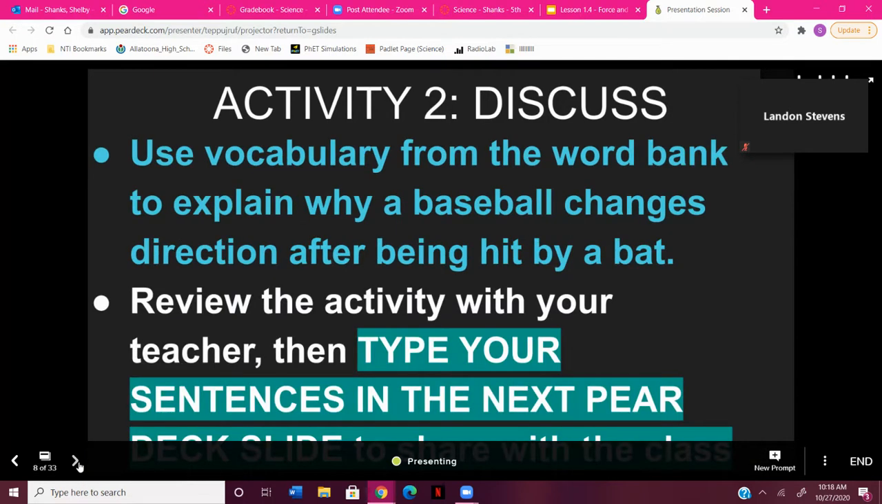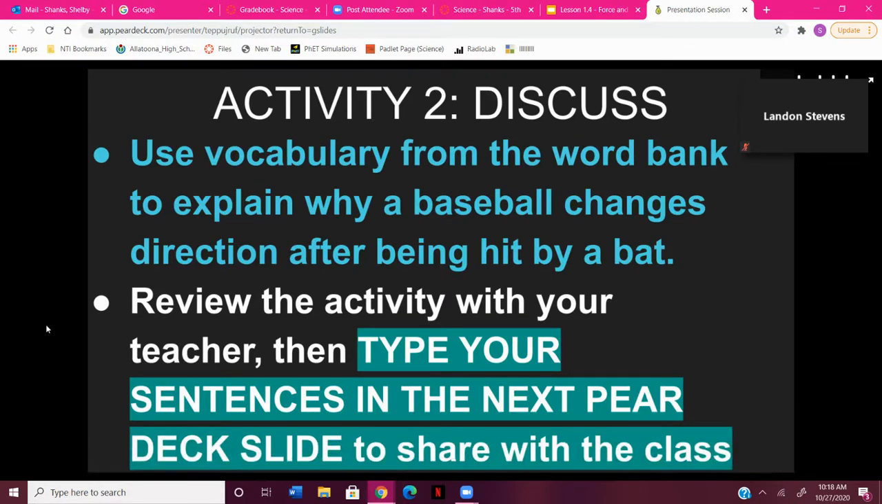Good. So what we are going to do is use vocab words from the word bank to explain why a baseball changes direction after being hit by a bat. I'm hoping you are familiar with baseball, a pitcher throwing and somebody hitting it, and it's going to go in the opposite direction. So we're going to review this activity, and once we get to our slide, we're going to type our sentences in the next Pear Deck slide to share with the class.